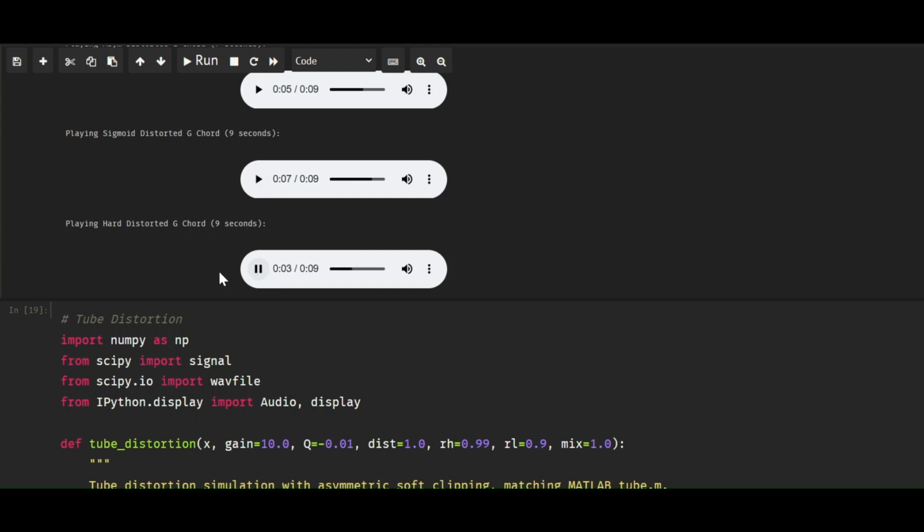You can clearly hear that there are a large number of harmonics in this because we have hard clipped the signal on both the sides.